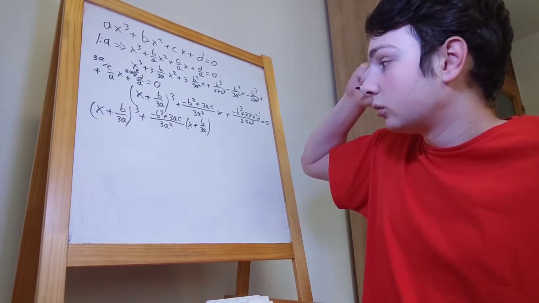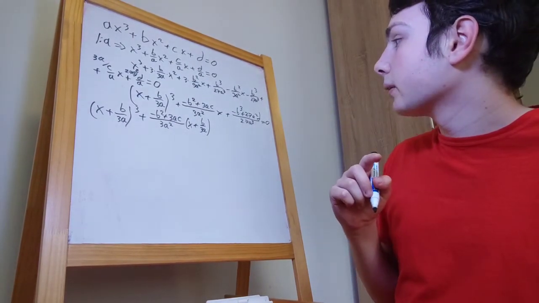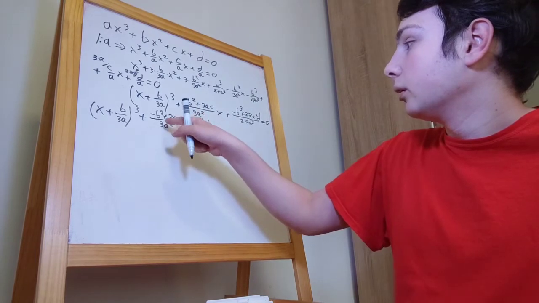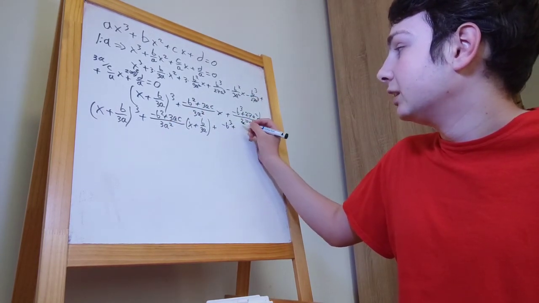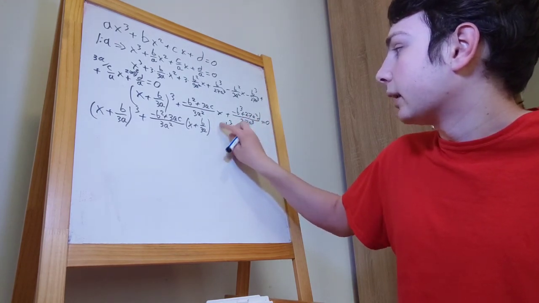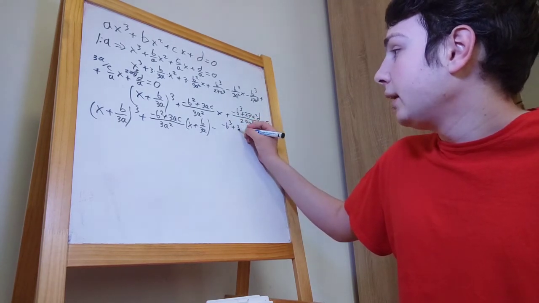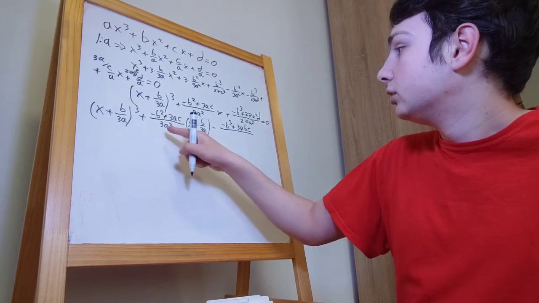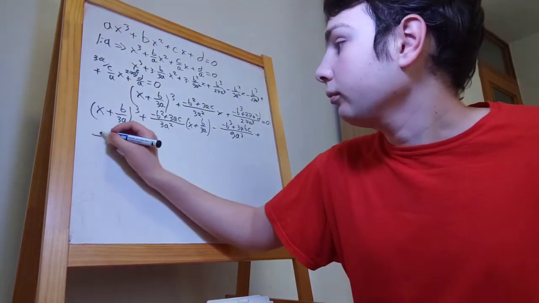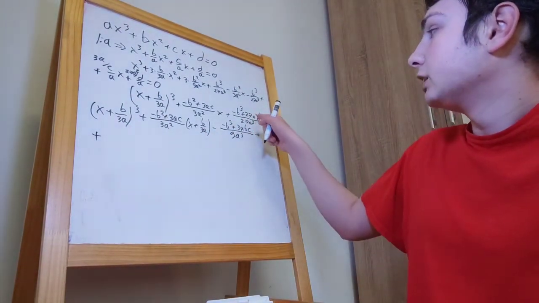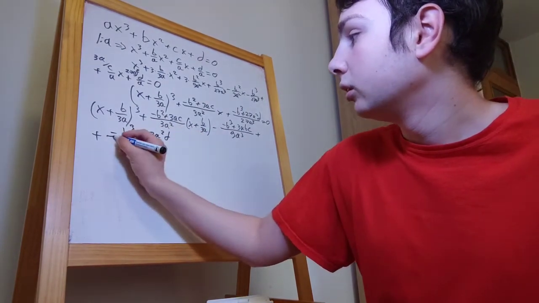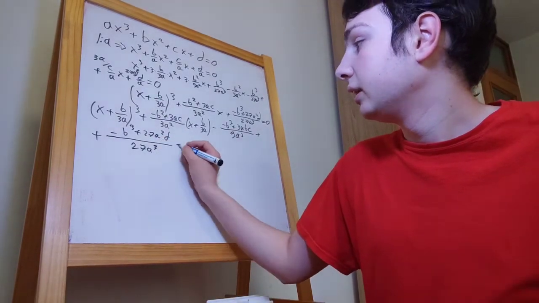Then we subtract what would be left, which would be minus b cubed plus 3abc all over 3a squared times 3a, that's 9a cubed, plus, well, let's see, minus b cubed plus 27a squared d all over 27a cubed.